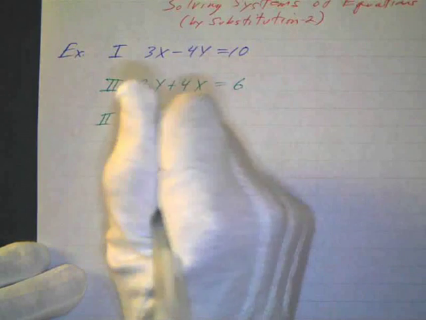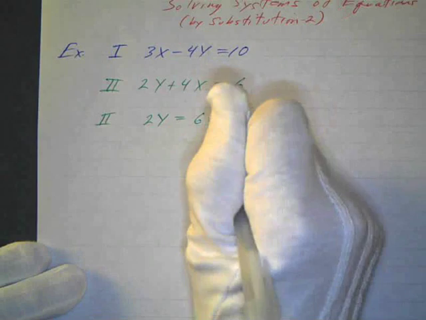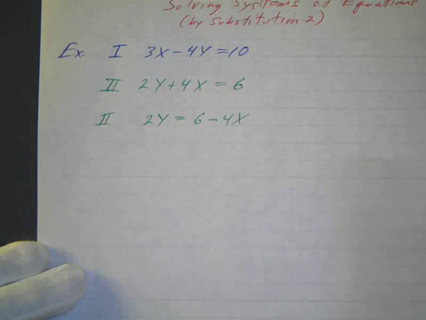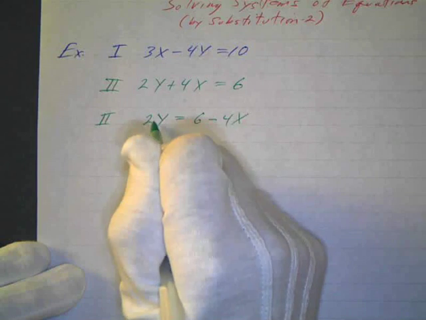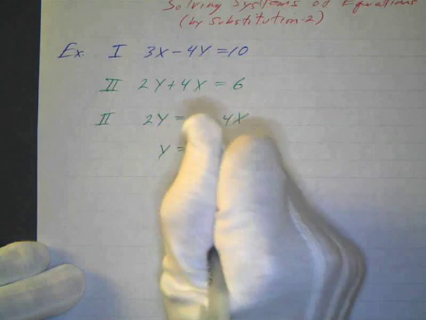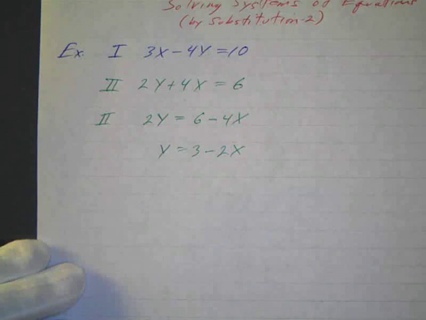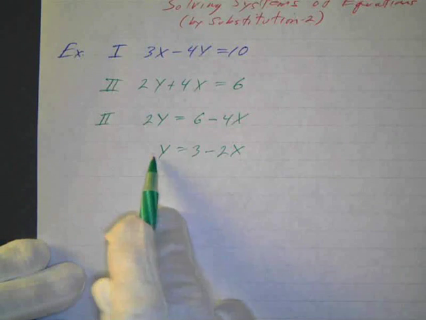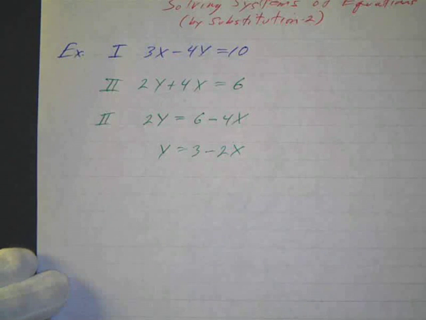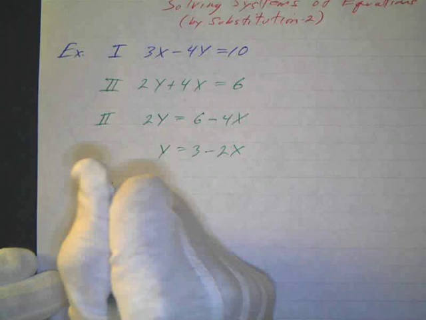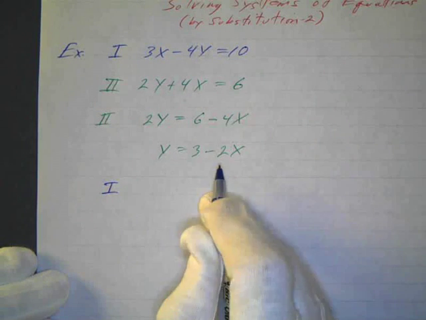So I would subtract 4x from both sides. So I got 2y equals 6 minus 4x. And if I divide everything by 2, y would equal, 2 goes into 2 once, 2 goes into 6 3 times, and 2 goes into 4 twice, so 2x. So that works out pretty good. Now we've got y in terms of x. So now we'll substitute that into equation number 1. So I'll write equation number 1 here. And every time I see a y, I'll put 3 minus 2x.